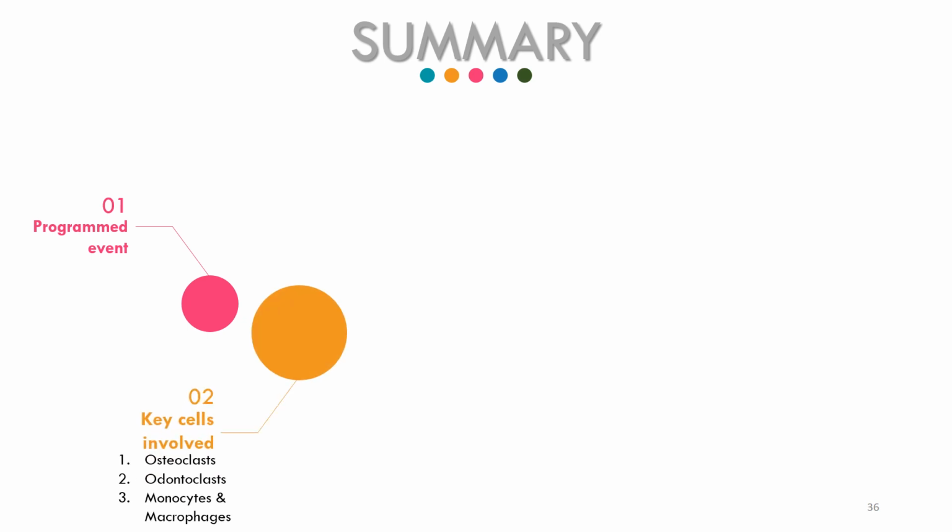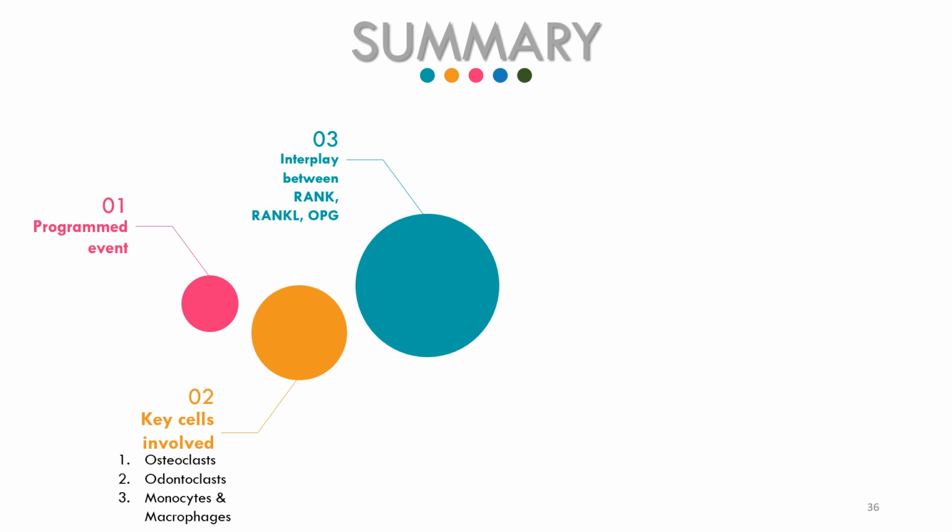To summarize the whole process, the first important point to remember is that it is a genetically determined programmed event. The second point to remember is that the key cells involved in this process are the osteoclasts, odontoclasts, monocytes, as well as the macrophages. The third take-home point is that the whole process is an interplay between the RANKL and OPG system, where the RANKL increases the resorption rate while OPG suppresses it.